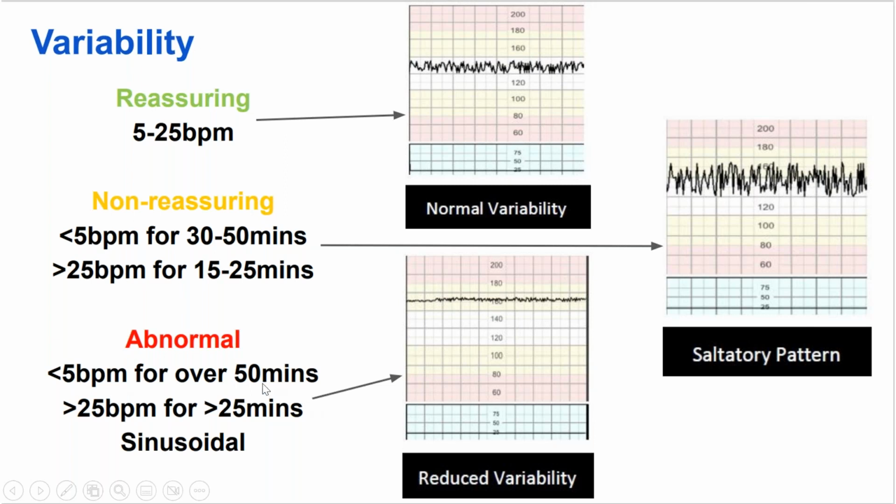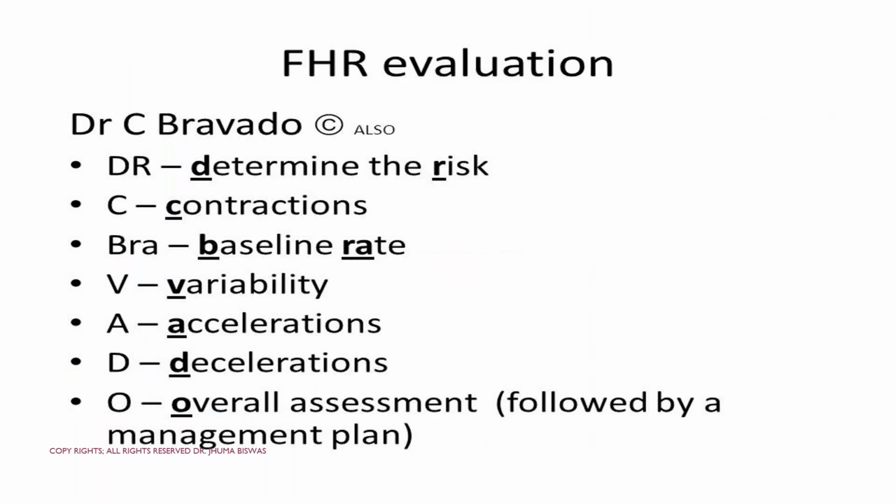Abnormal is if you see that there's a reduced variability, like a straight line for over 50 minutes, that means almost more than an hour. If there's a reduced variability, that is abnormal. And more than 25 for more than 25 minutes, or any kind of sinusoidal pattern, we also term it as abnormal. We will discuss more details in the WHO classification.